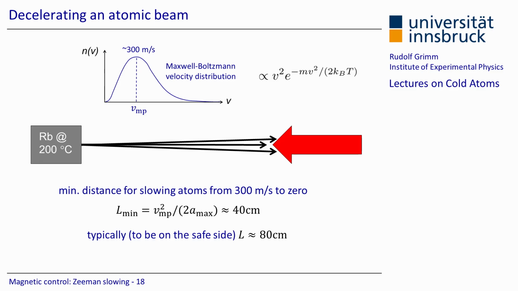In practice, however, we never use this maximum force. It would be a very unstable situation. We'll discuss it later. So we have some safety margin. We call it the safety factor or safety parameter. So we only use, let's say, 50% of the maximum force, or maybe a little bit more. With 50% of the maximum force, we get a typical slowing length of 80 centimeters.